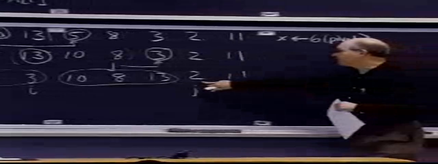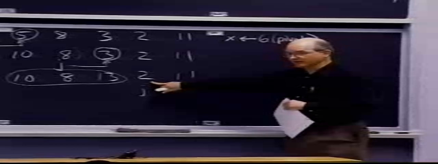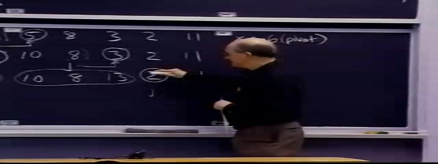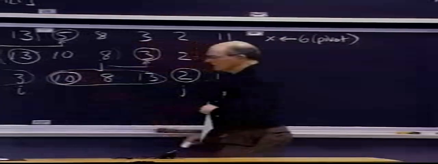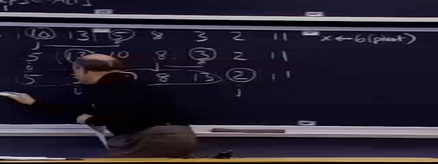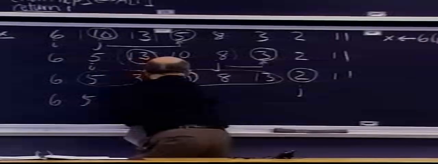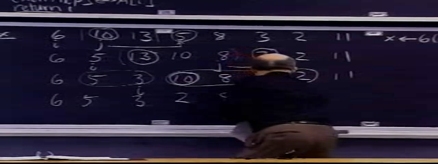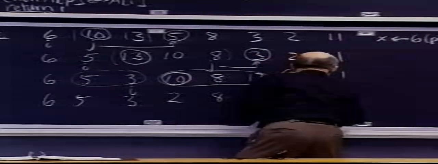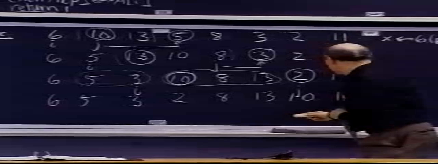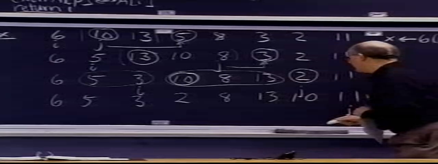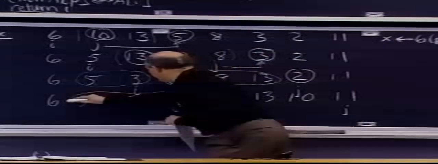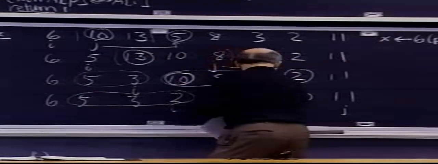And now we look at 2, and that's less than or equal again, so we've got to do another swap. Okay, we swap 2 with 10. Okay, so we get 6, 5, 3, 2, 8, 13, 10, 11. And j gets increased to here, and i gets increased to here. So here are now my two pieces of the subarray.